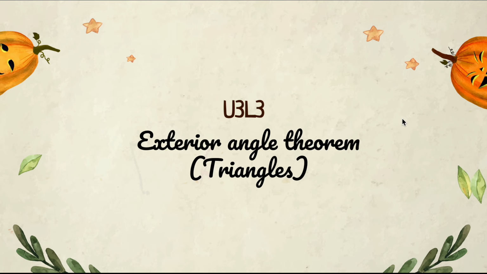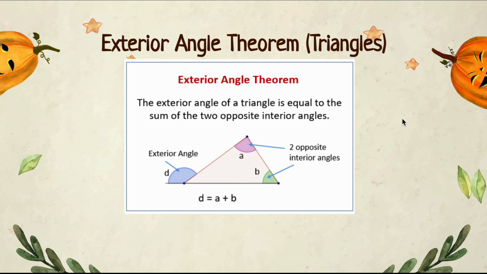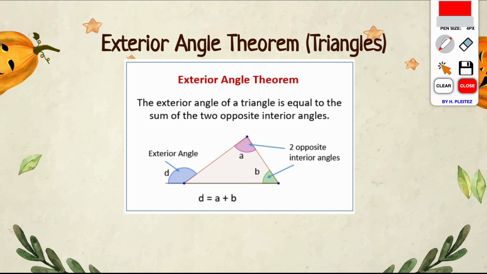Alright, welcome to the video that's going to go over the exterior angle theorem for our triangles. So what the exterior angle theorem states is that the exterior angle of a triangle is equal to the sum of the two opposite interior angles.